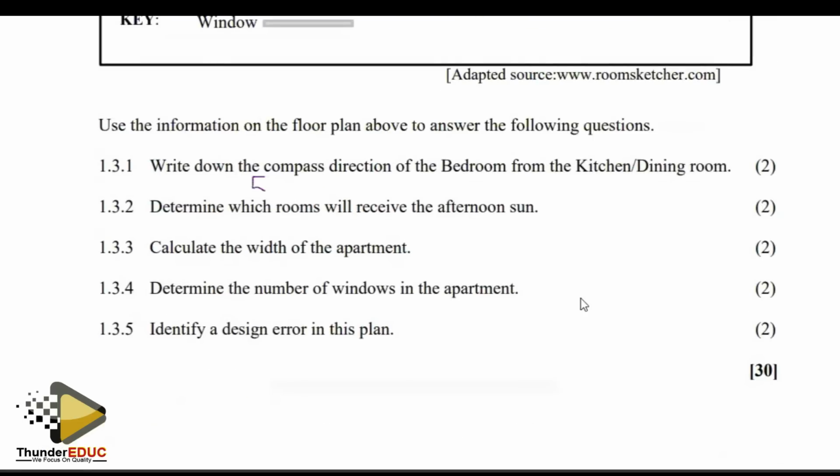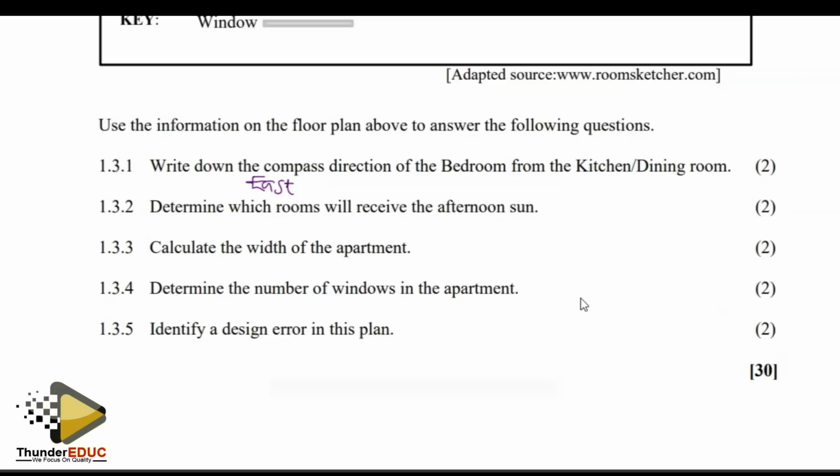We shall say east. Then we shall say east. So we look at question number 1.3.2. Determine which rooms will receive the afternoon sun.